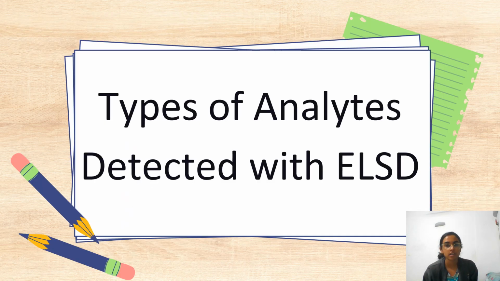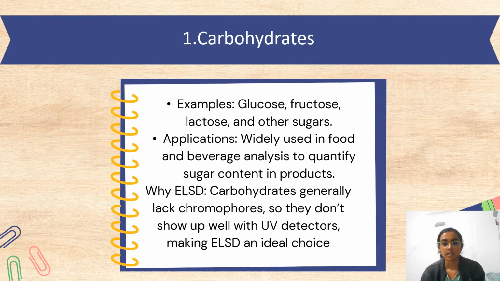Let's move forward and see the types of analytes detected with ELSD. Let's see first carbohydrates. Its examples are glucose, fructose, lactose and other sugars. Its application is that it is widely used in food and beverage analysis to quantify the sugar content in the products. Why only ELSD? Carbohydrates generally lack chromophores, so they don't show up well with UV detectors, making ELSD an ideal choice.